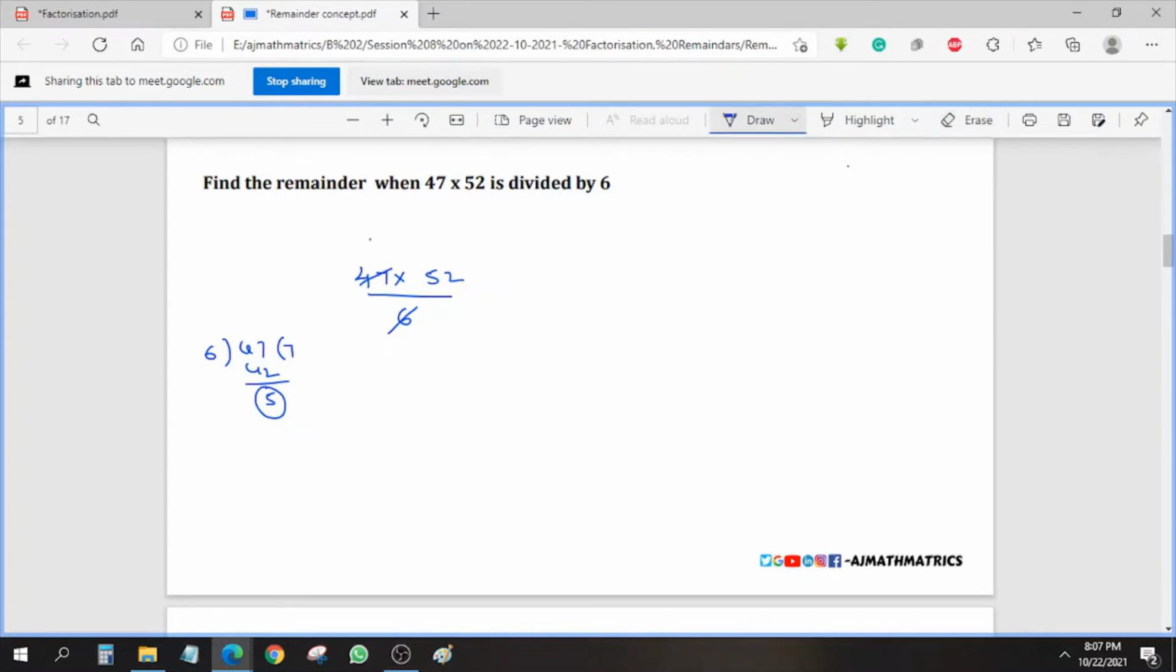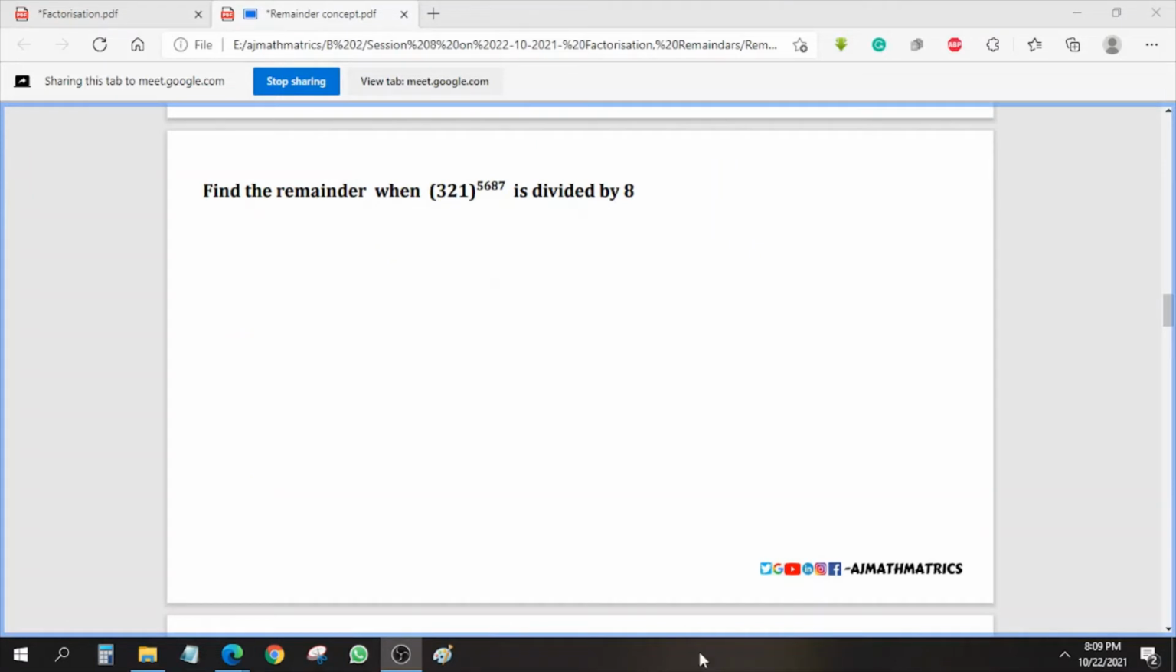Next, 52 by 6. 6 eights are 48. We get the remainder as 4 here. So 5 into 4, what is 5 into 4? 20. 20 by 6, what is the remainder you will get? 2. That's it. See, this is how you can solve.